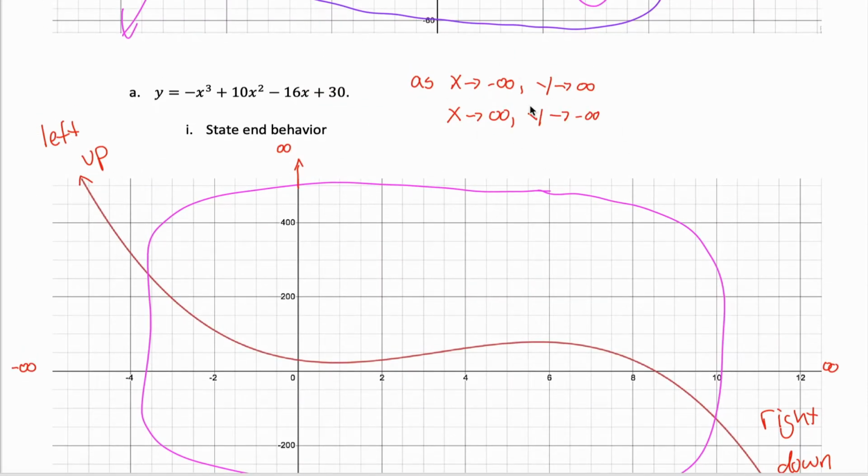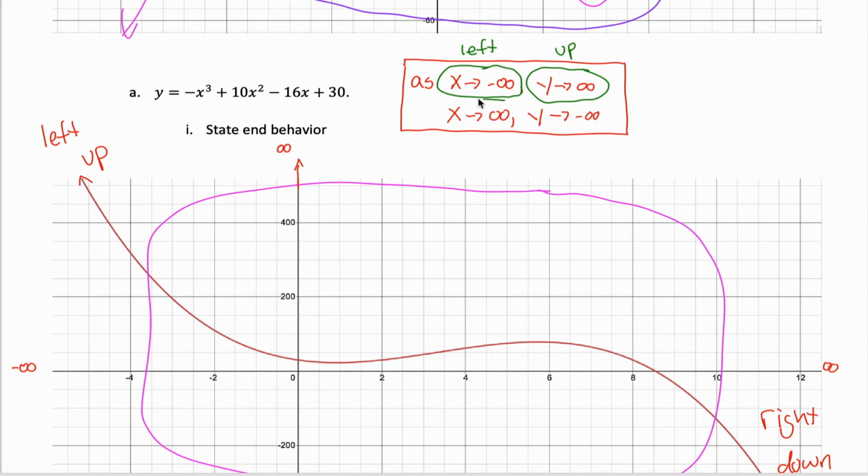This looks kind of intimidating with the arrows and the infinity signs and all that, but once you get the hang of it, it's really not that bad. This is just a mathematical way of saying, as the graph goes to the left, it goes up. And as the graph goes to the right, it goes down.